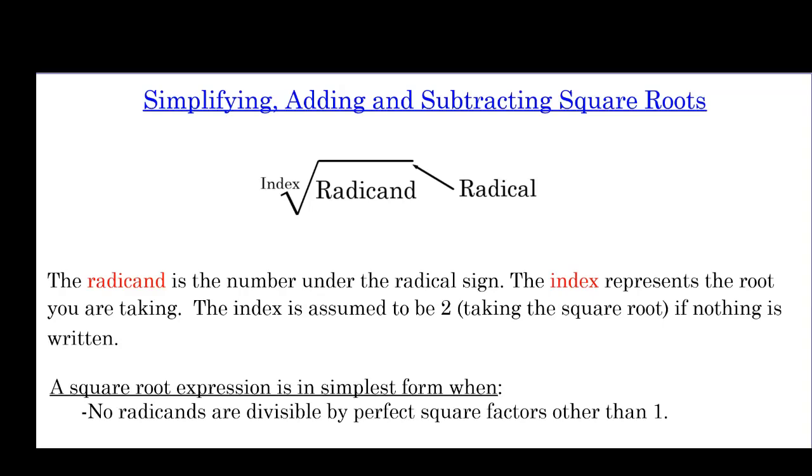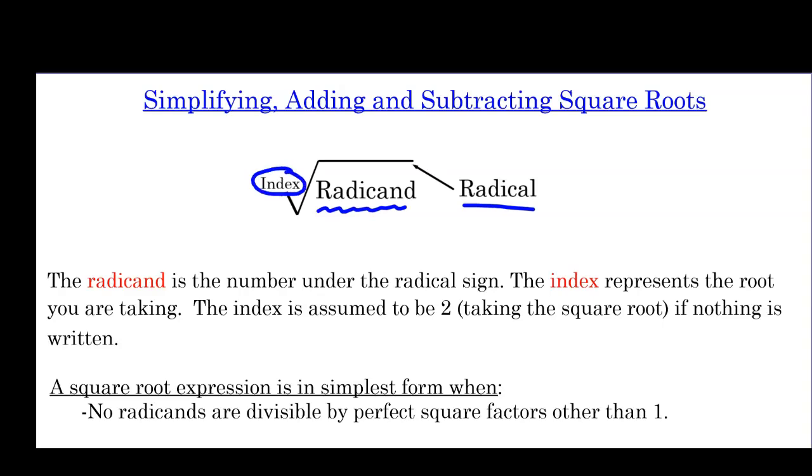Hey everyone, in this video we are going to learn how to simplify, add, and subtract square root expressions. We will begin with a few definitions, starting with radical, which is the symbol or the notation we use to indicate that we are finding a root. Radicand is the number inside of the radical. And then we have the index, which indicates the root that we are finding.